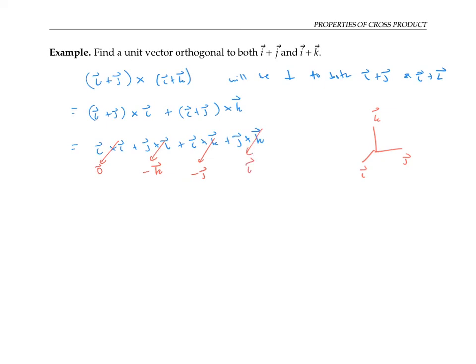So our vector that's going to be perpendicular to both of our given vectors is going to be i minus j minus k. In other words, 1, negative 1, negative 1. To make this a unit vector, we can just divide by its length, square root of 3. And here's an answer, a unit vector orthogonal to both of these vectors. Of course, the negative of this vector would also work.